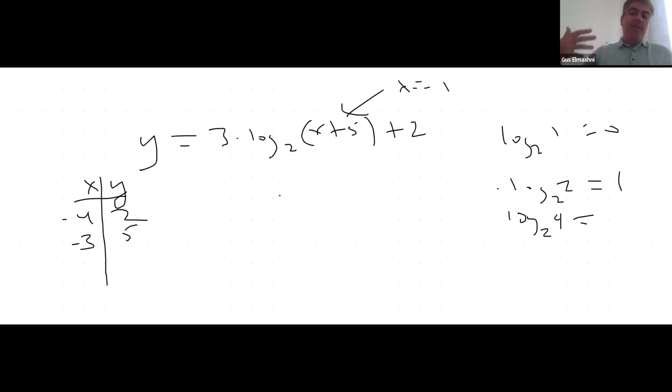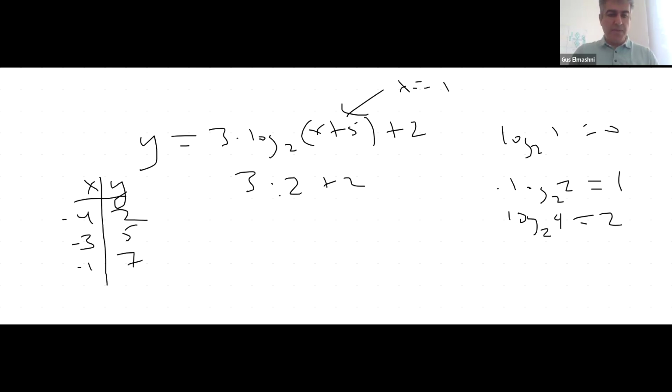So if you think ahead, what if I plug -1 in for x? I get 4 inside. Well, what's log base 2 of 4? I know it's 2, right? Because 2 to the second power is 4. So -1 is going to be a good idea. If I do that, 3 times 2 plus 2, you get 7. Now I'm going to plot those points.